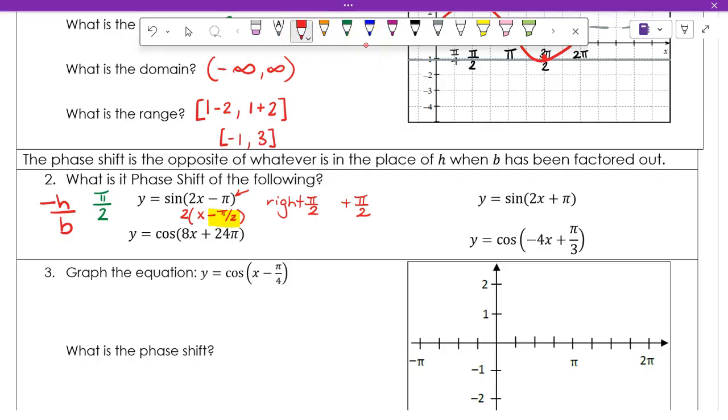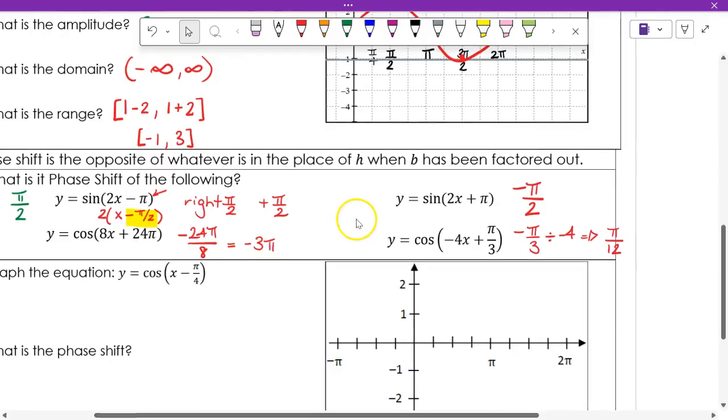So let's try this one right here. My phase shift would just be the opposite of h, so negative pi, divided by my b, which is 2. This one, opposite of 24 pi, and I'm going to divide that by 8. Well, that reduces down, and that just gets me negative 3 pi. All right, opposite of h, so negative pi over 3, divided by negative 4. That's going to get me positive pi over 12.